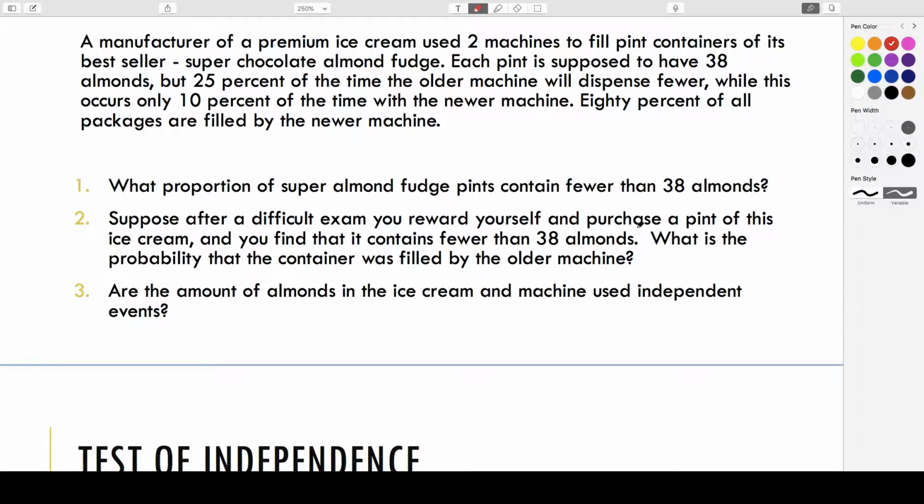Let's try this example. A manufacturer of ice cream, this is going to make me want some ice cream, uses two machines to fill pint containers of its bestseller, Super Chocolate Almond Fudge. Each pint is supposed to have 38 almonds, but 25% of the time the older machine will dispense fewer, while this occurs only 10% of the time with the newer machine. 80% of all packages are filled by the newer machine. What proportion of Super Almond Fudge pints contain fewer than 38 almonds?